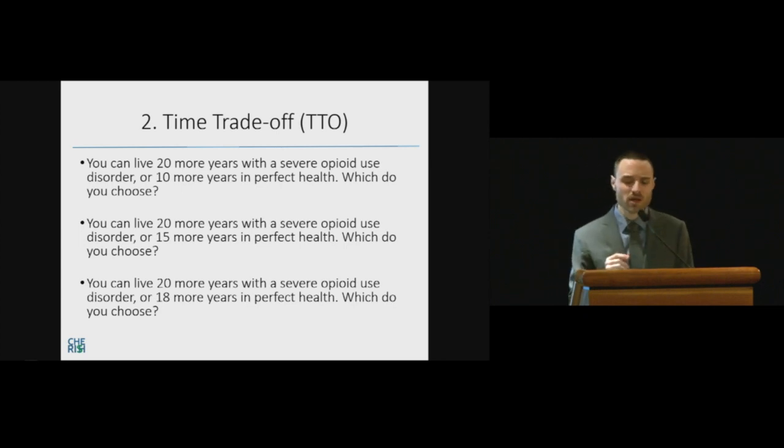But with the time trade-off, you, for example, could say, okay, you can live 20 more years with a severe opioid use disorder or 10 more years in perfect health. Which would you choose? And if the individual says, well, that's a tough choice, I'm completely indifferent, then you would say, okay, so your utility would be 0.5, so that's 10 divided by 20. Or, you can live 20 more years or 15. You keep adjusting this figure until you find the point at which the individual would be indifferent between those two choices. Theoretically that would represent their utility value, or their level of preference for that particular health state. Questions?